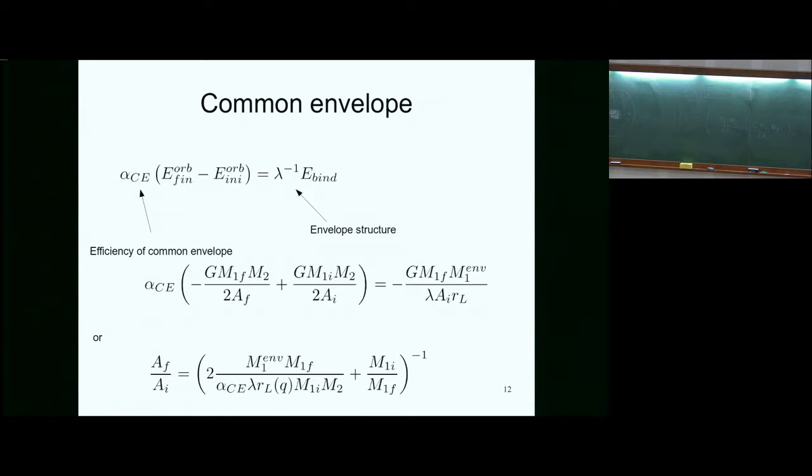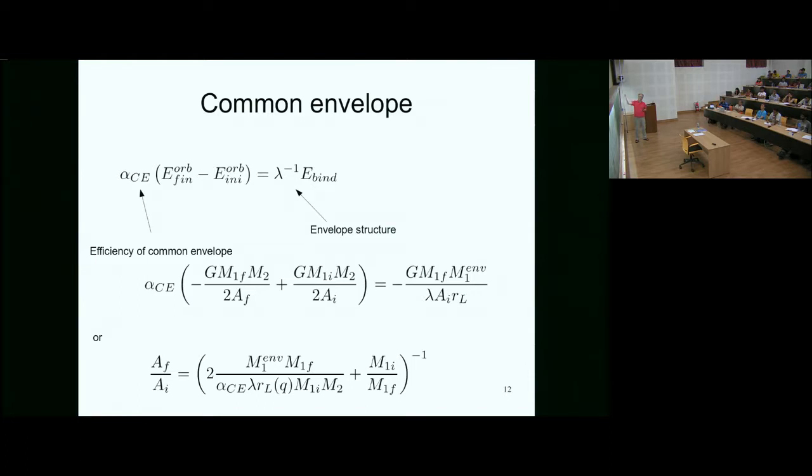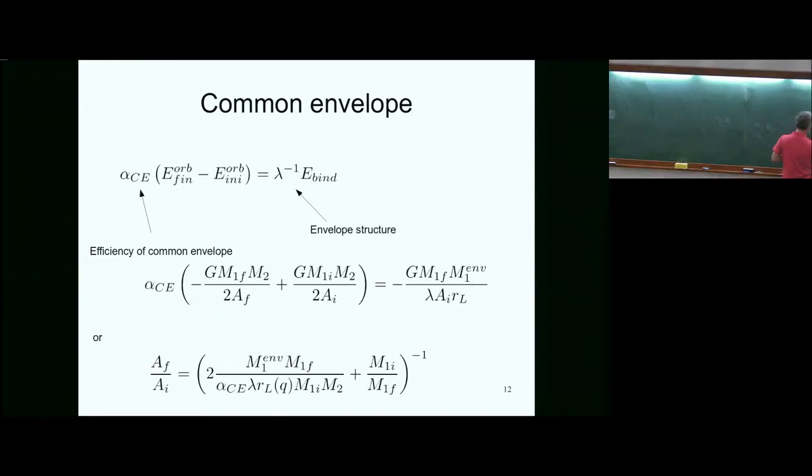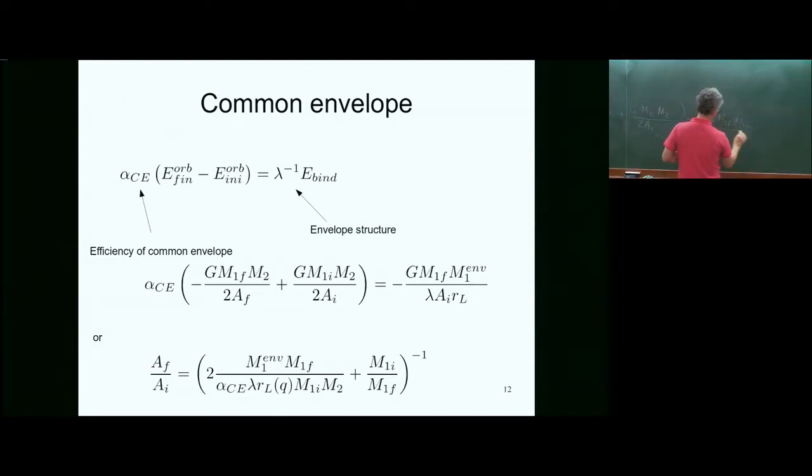binding energy of the donor is G times the mass of the core times the mass of the envelope divided by lambda, which describes the structure of the envelope of the donor, times the radius of this star, and the initial radius is the radius of the Roche lobe, because that's the radius of the star. So it's minus G M1 inner, M1 envelope divided by lambda, R L.